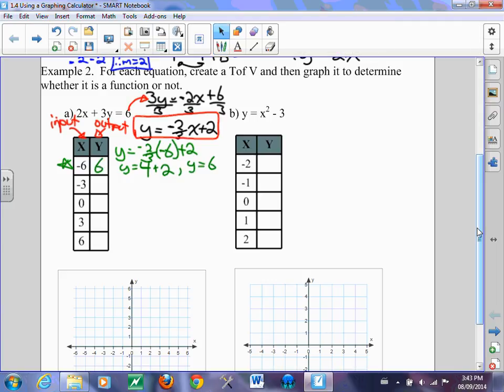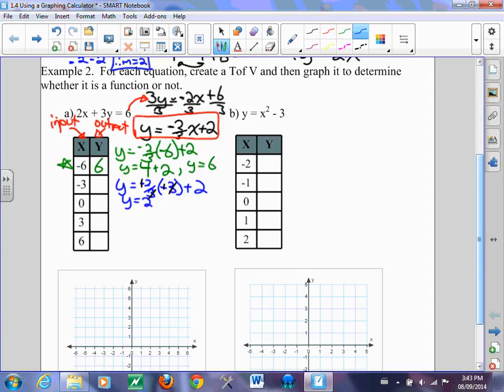Okay. Next one, substitute in negative 3. So y equals negative 2/3 times negative 3 plus 2. Okay. Couple simplifications here, guys. Negative times a negative make a positive, and the denominator 3 and the numerator 3 cancel. So you got 2 plus 2. So y equals 4.